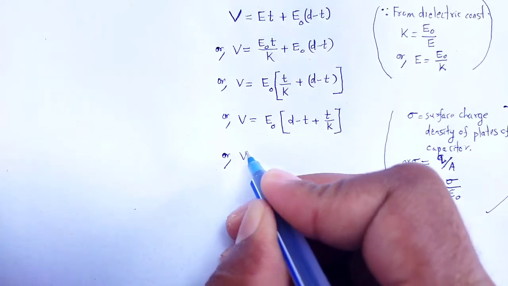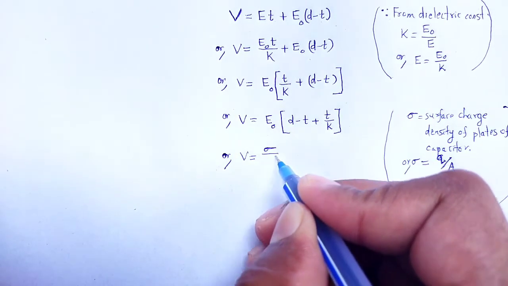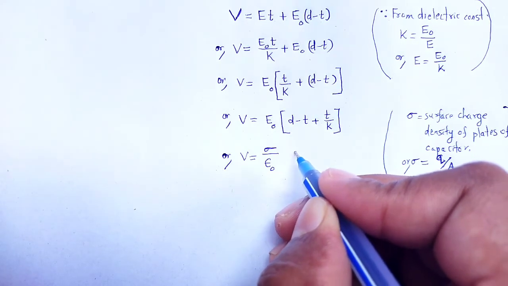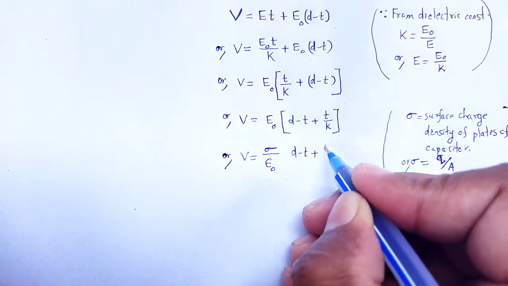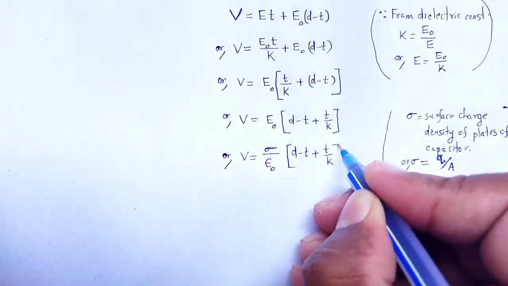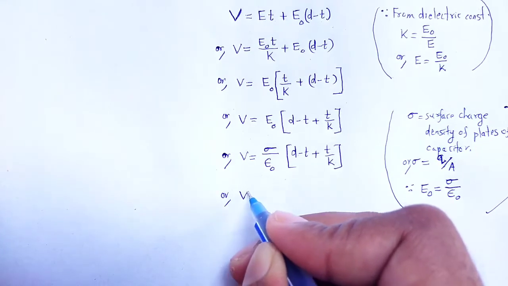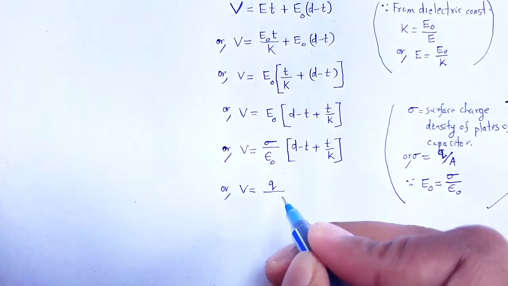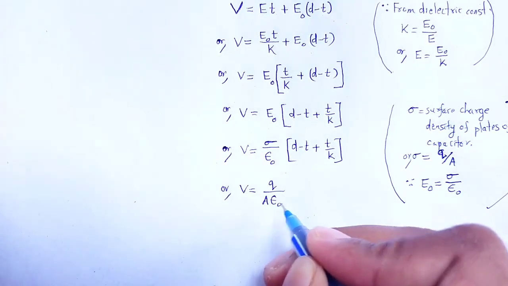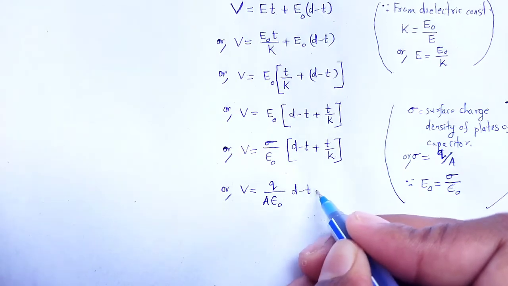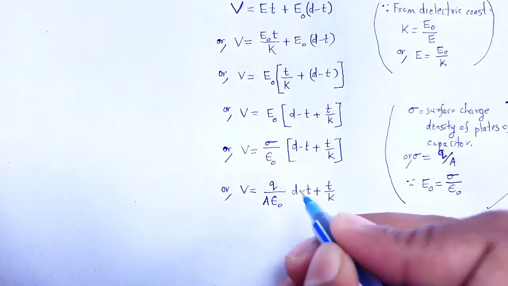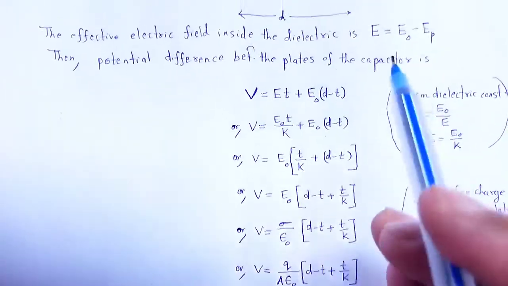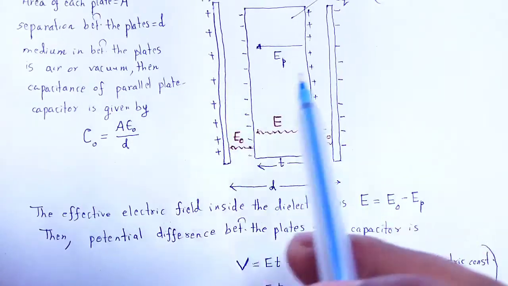or we have V is equal to sigma divided by epsilon naught into (d minus t plus t by K), or V is equal to, in place of sigma we substitute Q by A. So Q divided by A epsilon naught into (d minus t plus t by K). This is the potential between the two plates of the parallel plate capacitor.